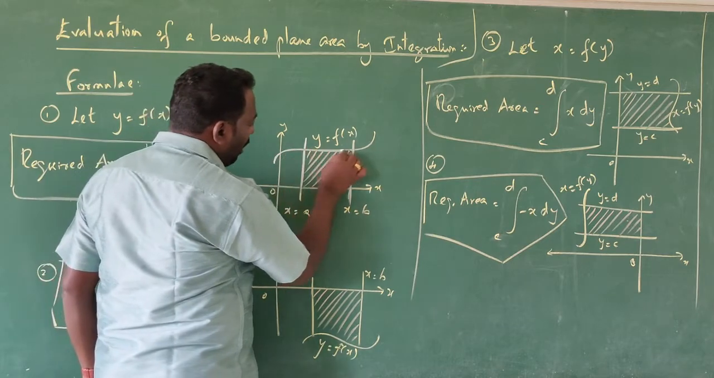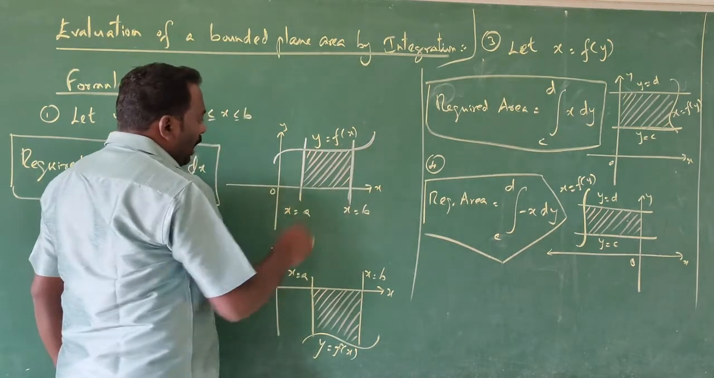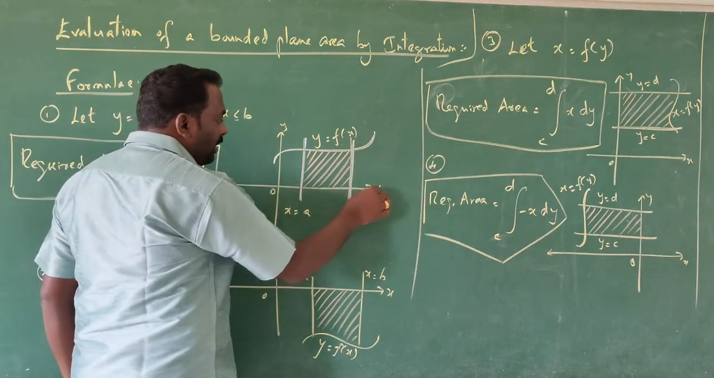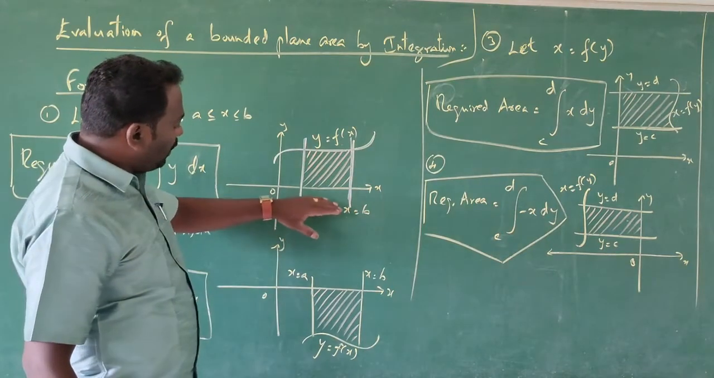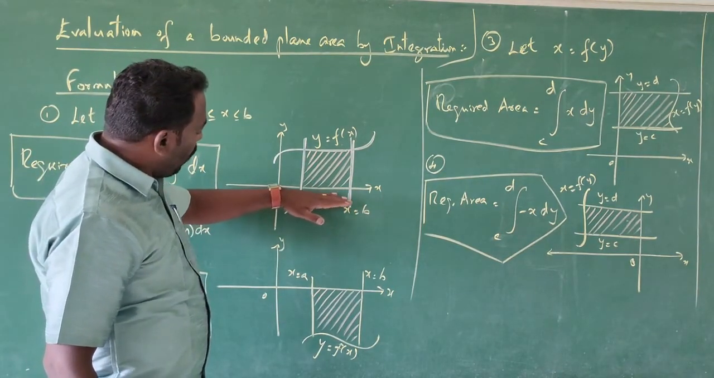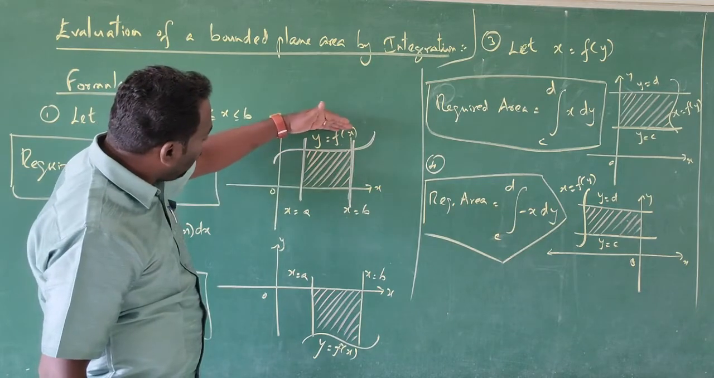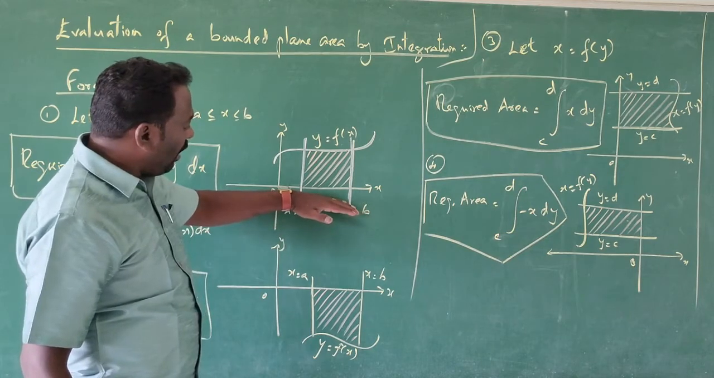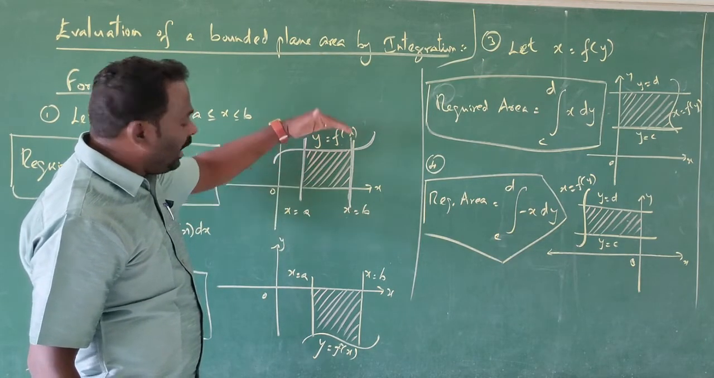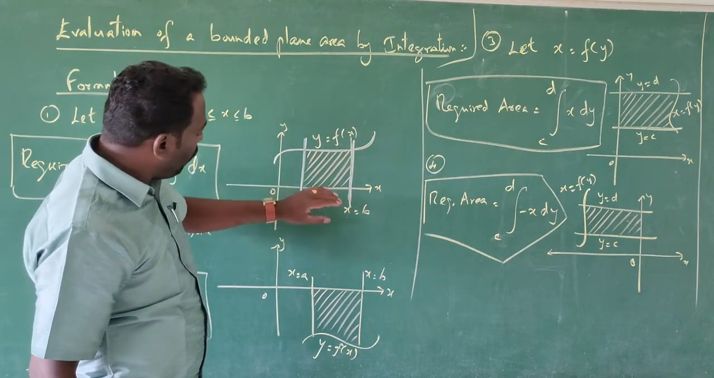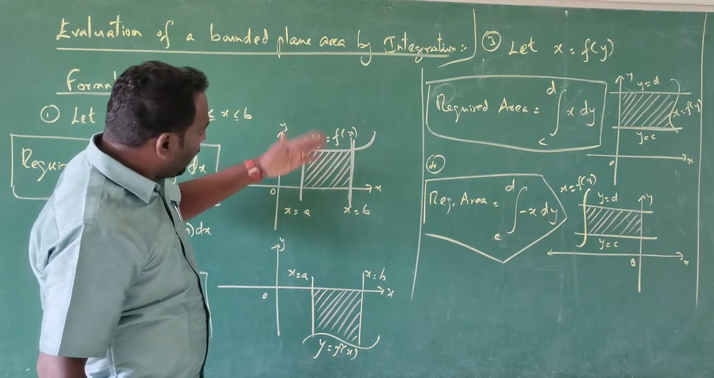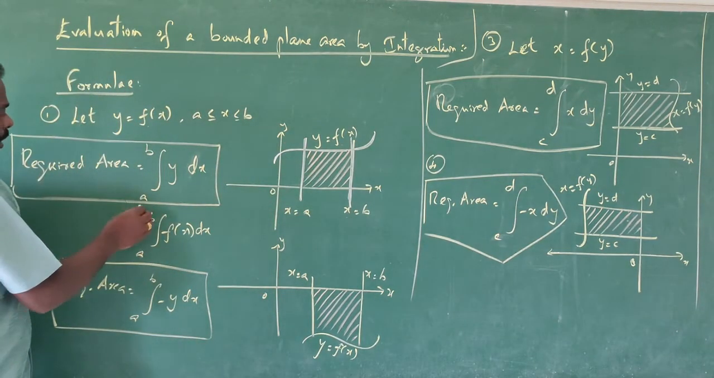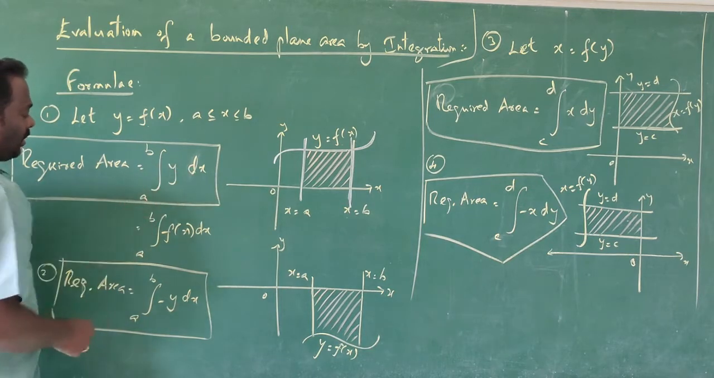One boundary is the given curve y equal to f of x. The other two boundaries are x equal to a and x equal to b. The other boundary is the x axis. From this diagram it is very clear that one boundary is the x axis, another is the curve, and the other two are x equal to a and x equal to b. This area is bounded above the x axis. To find this area, we apply the integral formula. The required area equals integral a to b of y dx.